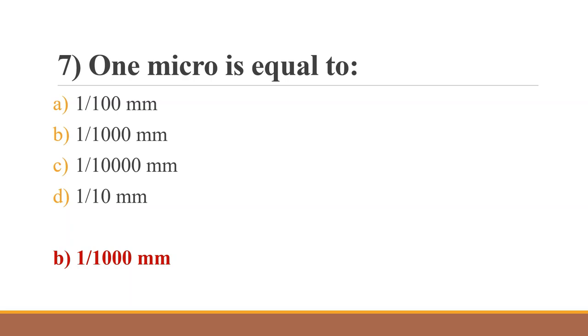that is 0.001 millimeter. Okay. 1 micron is equal to how many centimeters? That is 1 by 10,000 centimeter, that is 0.0001 centimeter.